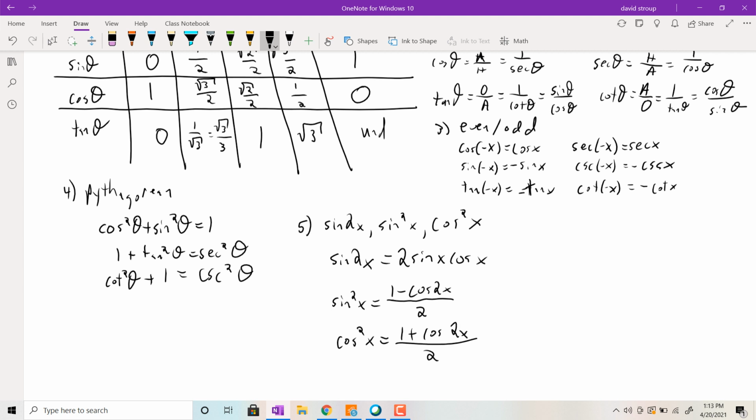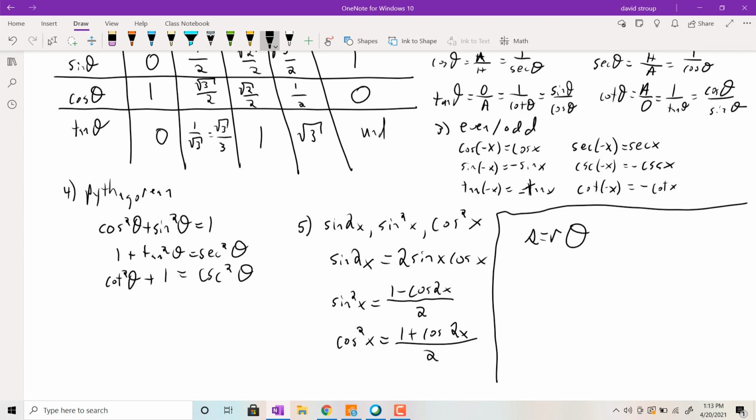And then there are some other things that you kind of need to know sprinkled throughout the test that you might want to just write down if you have a little bit of room. One thing is the s equals r theta formula. That gives you arc length. Remember, theta has to be in terms of radians, though.